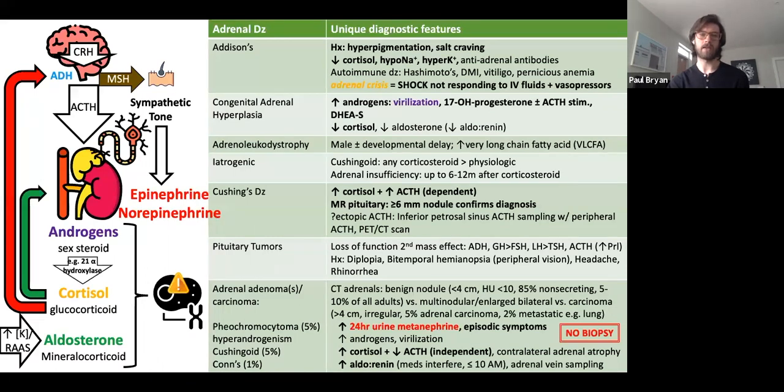So especially if they have a history of cancer, that'd be quite suspicious of metastases. If it's irregular, if it's larger than 4 centimeters, those are really the big cutoffs that make us more suspicious of it being a malignant lesion on the adrenals, and we'd want to refer them to a surgeon and refer them for further imaging potentially.